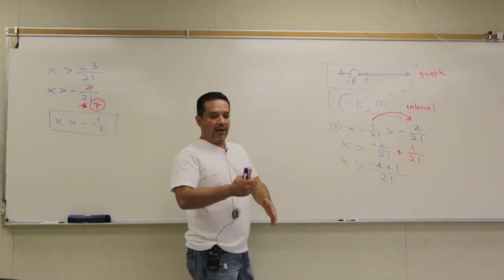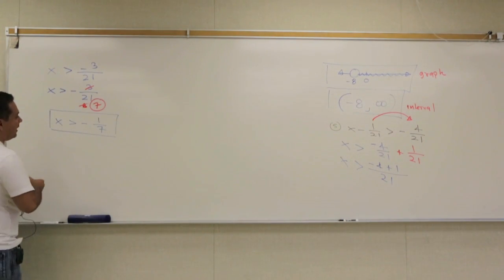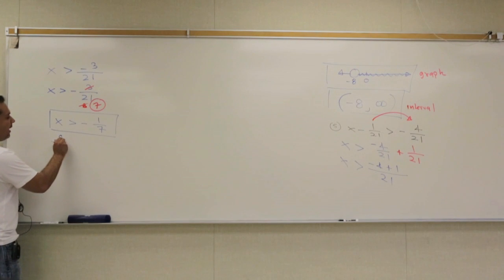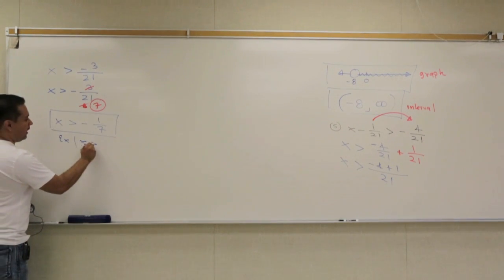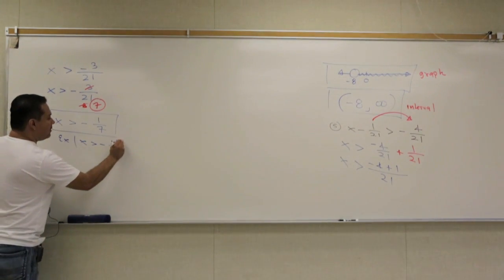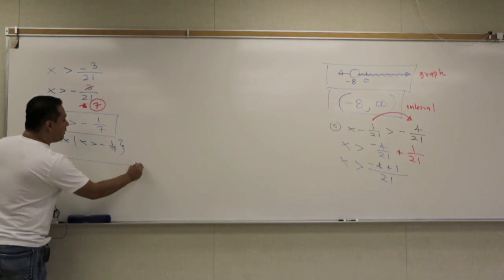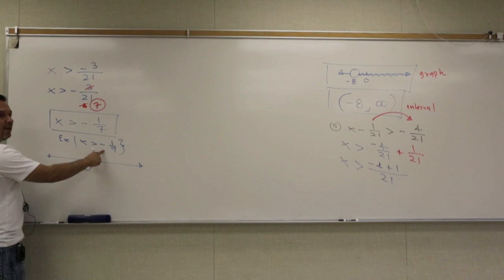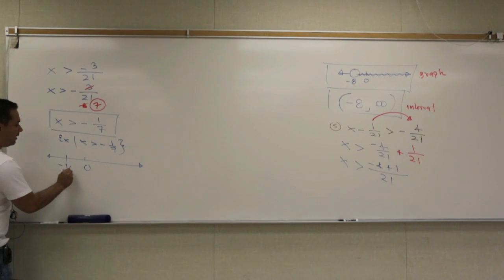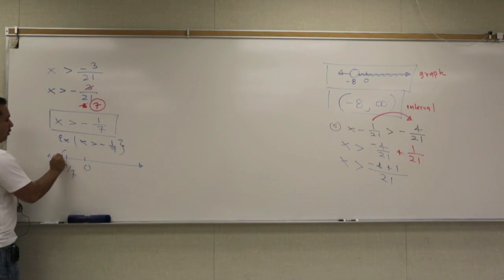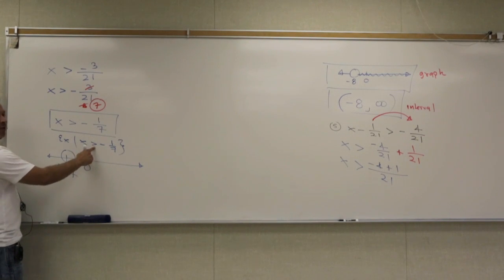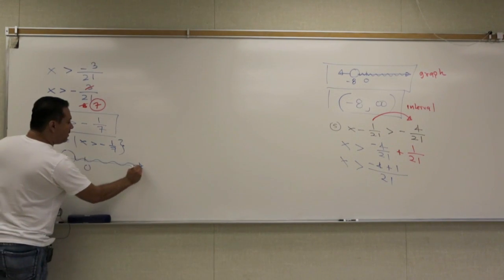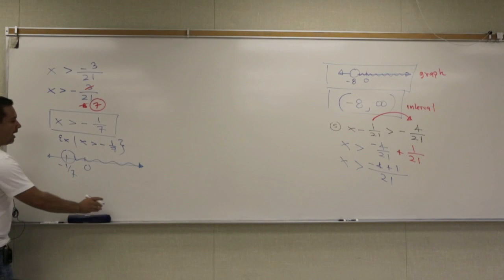Here's our solution. And what does this mean as a set? We say the set of all x such that what? X is greater than negative 1/7. How does the graph look? Here's 0. Where's negative 1/7 at? Is that to the left or to the right? Open circle, shade everything to the what? To the right. And then how does the interval look?